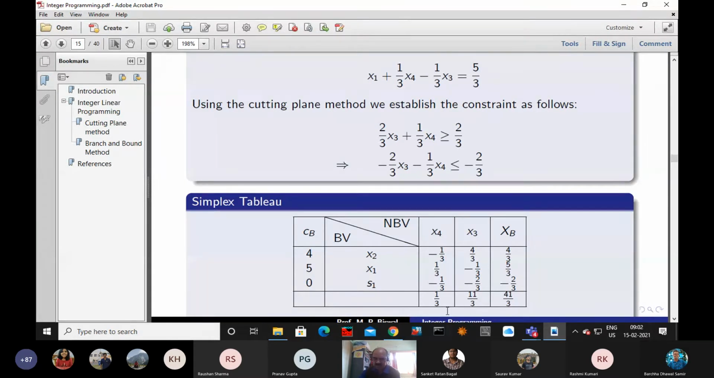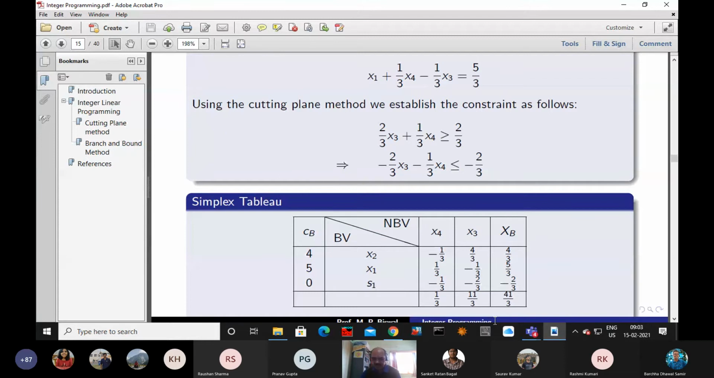1/3 divided by minus 1/3, its absolute value, how much? 1. Then 1/3 divided by minus 2/3, its absolute value. The thirds cancel, so that is 1/2, that is 0.5. Which one is the minimum positive ratio? With respect to x4. So x4 will enter and S1 will go. S1 is the departing variable and x4 is the entering variable.